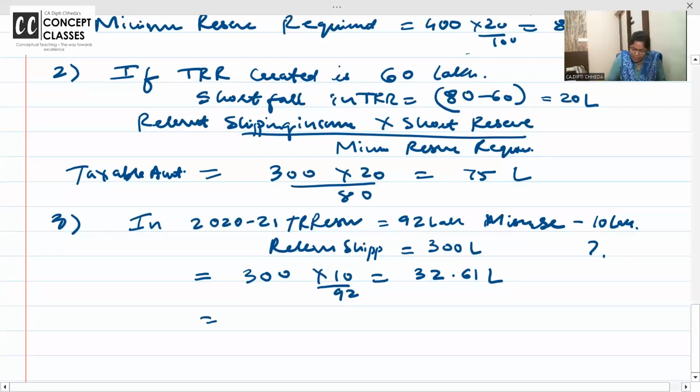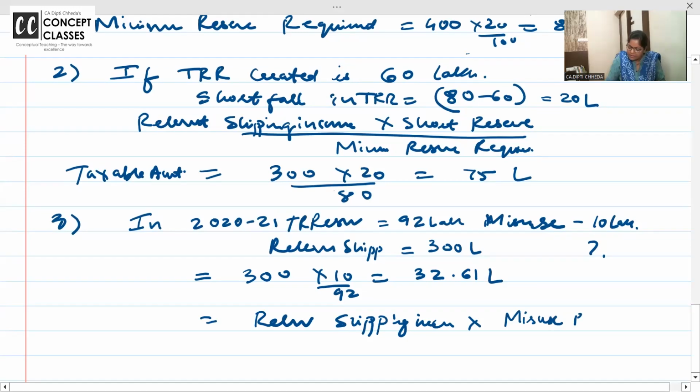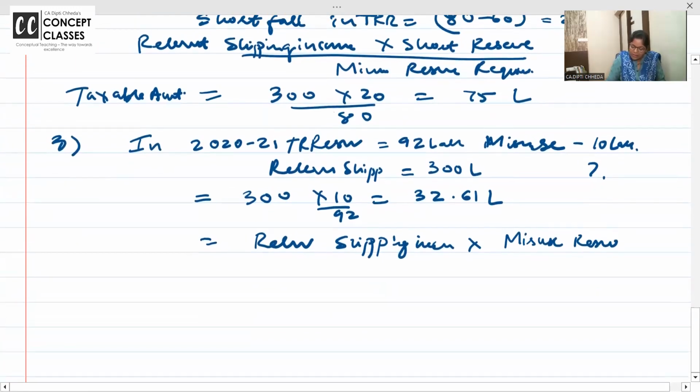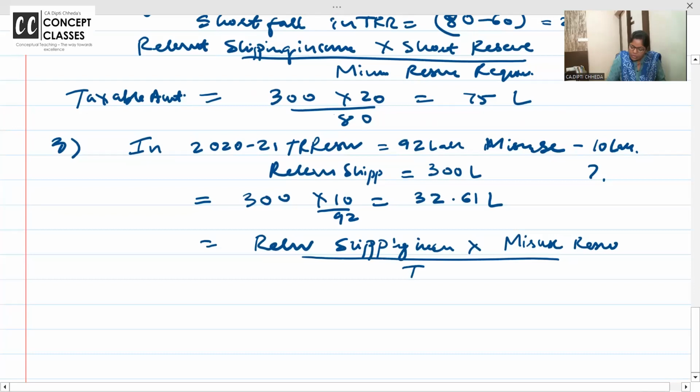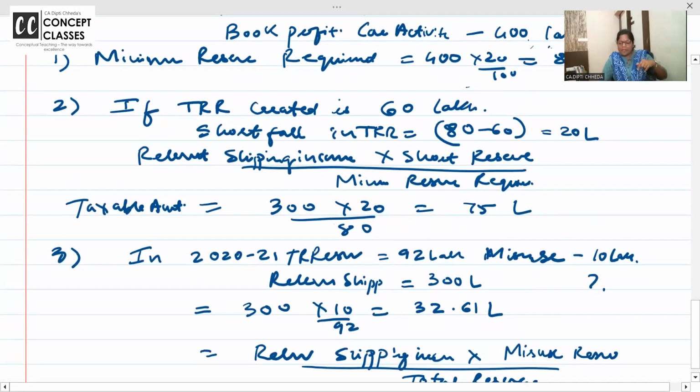अब उल्टा फॉर्मूला फिट करना है तो भी करो. रेलेवेंट शिपिंग इनकम इनटू मिसयूज, divided by रिजर्व कितना? 10 लाख डिवाइड बाय टोटल रिजर्व ऑफ दैट ईयर, जिस साल का मिसयूज हुआ है. Don't take total reserve 80 lakhs. 80 lakhs तो अभी का है.